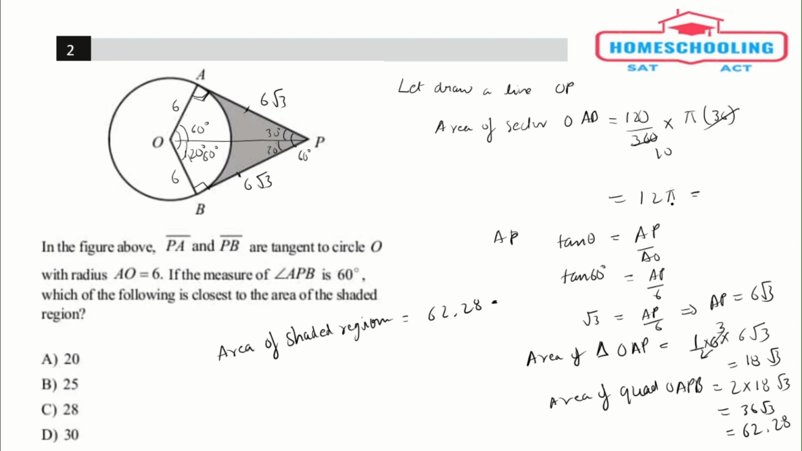So if we calculate 12 pi here, it is 37.68, and 30 minus... so it is going to be 24.6 something. Which of the following is closest to the area of the shaded region? The area is 24.6, so it is closest to 25. So 25 is going to be your answer.